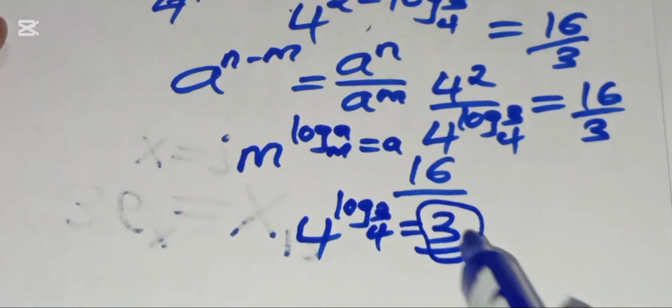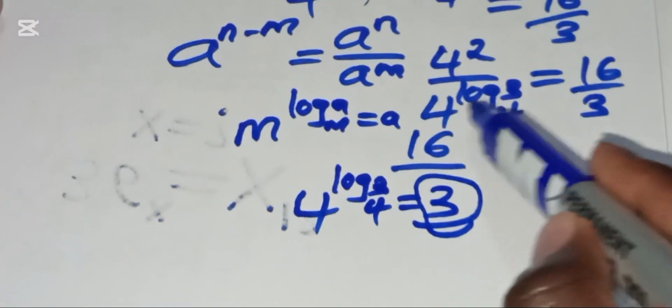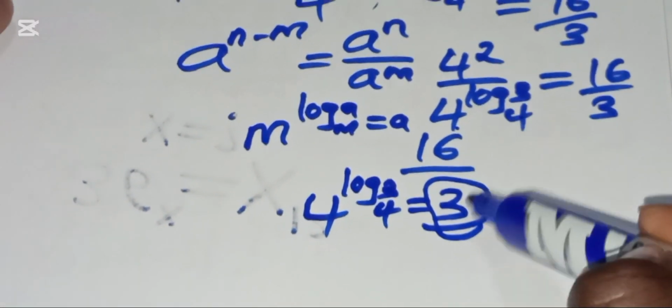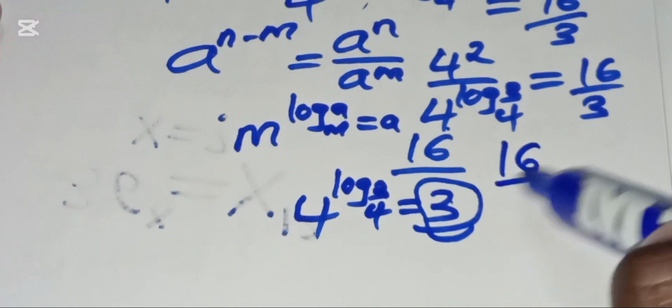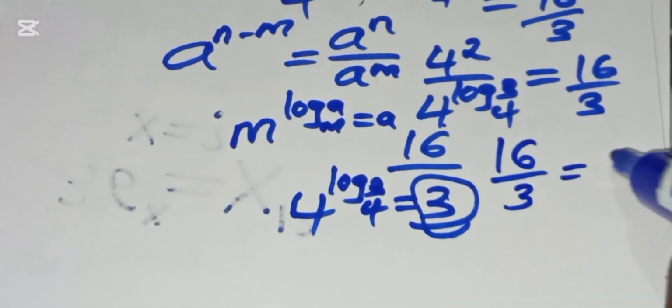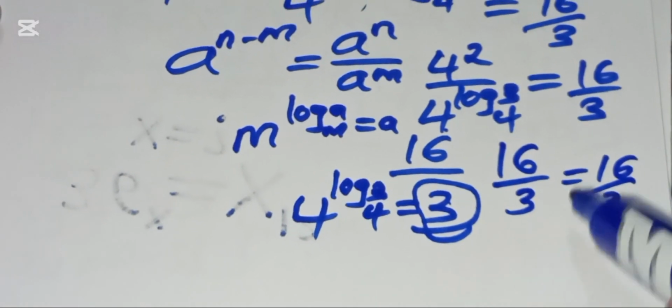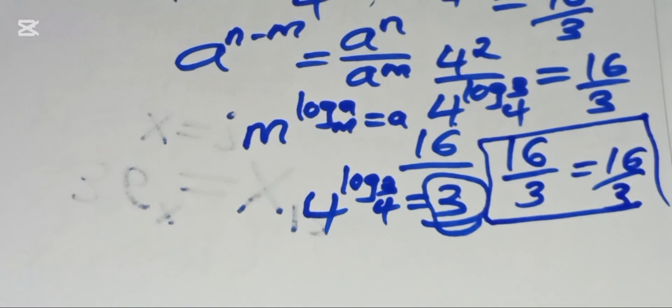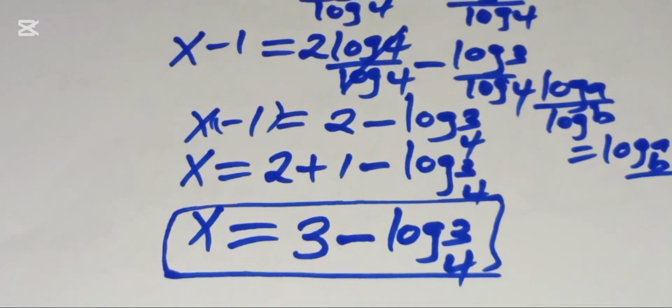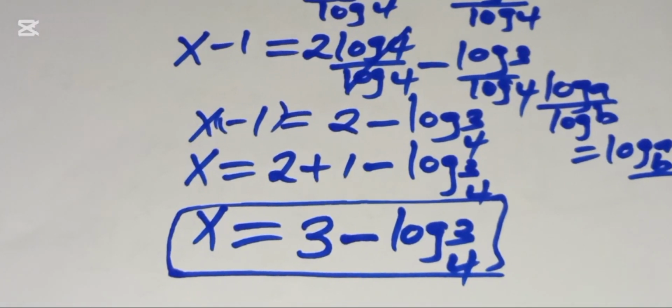So let's substitute this 3 instead of 4 raised to the power log 3 to base 4. We're going to have 16 divided by 3 should be equal to 16 over 3, and it's true. This condition holds. So that means that the value of x, which is 3 minus log 3 to base 4, satisfies the equation.